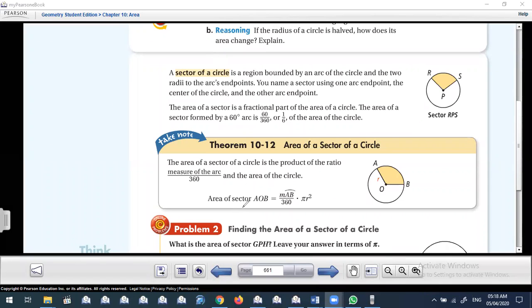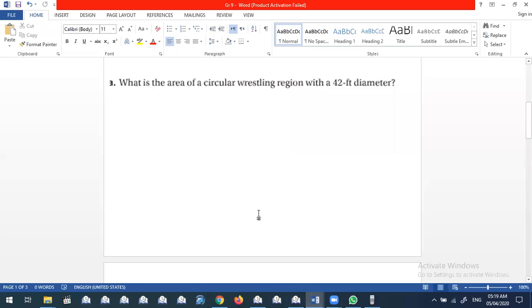Our rule is: area of the sector AOB, this sector is called AOB, equals the measure of the arc AB over 360 times pi r squared. Pi r squared is the area of the circle. So again, area of the sector equals the measure of the arc AB over 360 times pi r squared. Let's solve more exercises to understand this rule well.